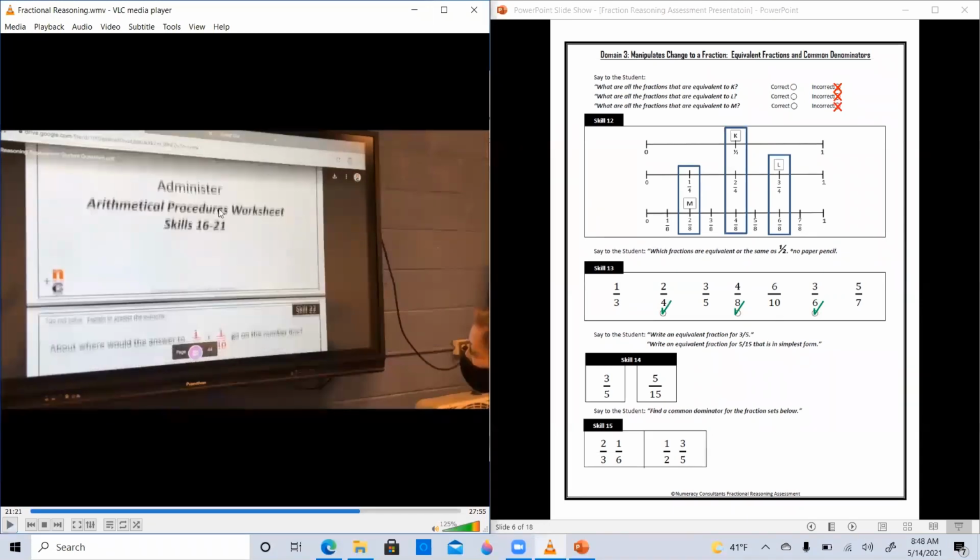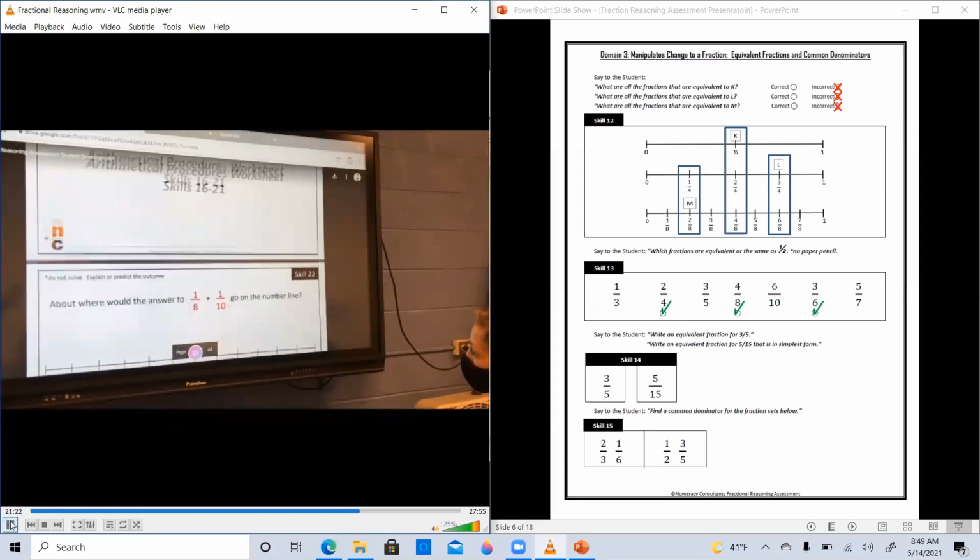And also after this part, if you take a look where it says administer admissible procedures worksheet. So when you're giving the student one, it's going to tell you when to administer a different part of it. That's a paper pencil part that you don't do as an interviewer type question. So just so you know that. Okay.